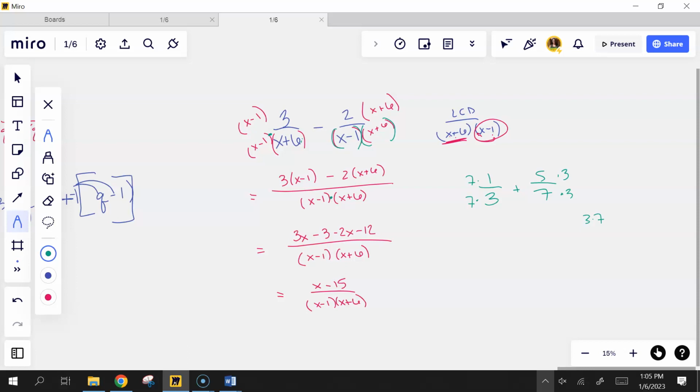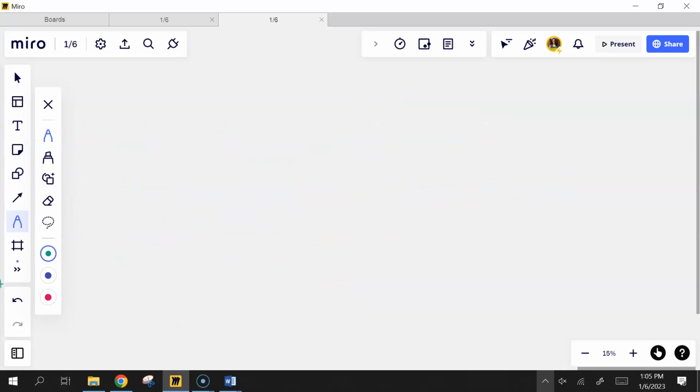Okay, let's do one more of these together. From your homework, though, flip it over. Yeah, we got complex fractions. They're easier than the rest, but yeah. This is 13 on the homework.